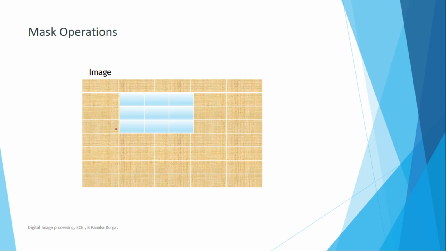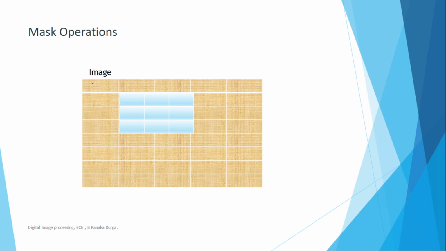Next one is mask operation. In this mask operation, we are going to see with respect to the neighboring of the pixel values. The value of a pixel is going to be changed with respect to the neighboring pixel values. That type of operation we are going to call a mask operation. So how can we apply the mask operation? Let's see the way.